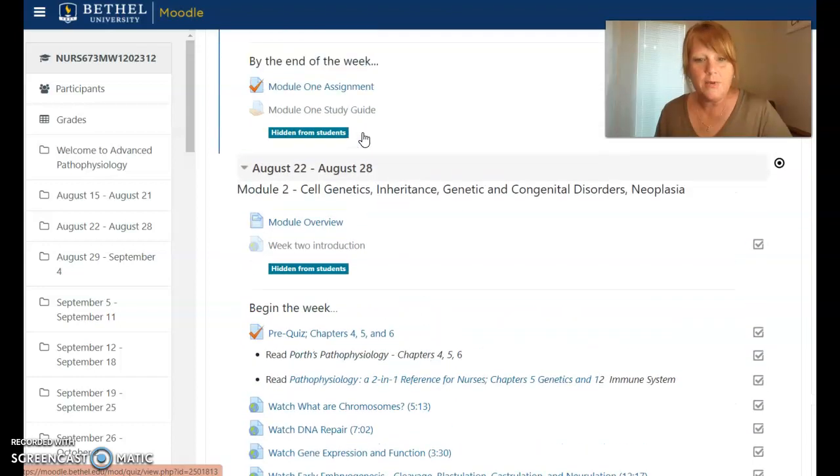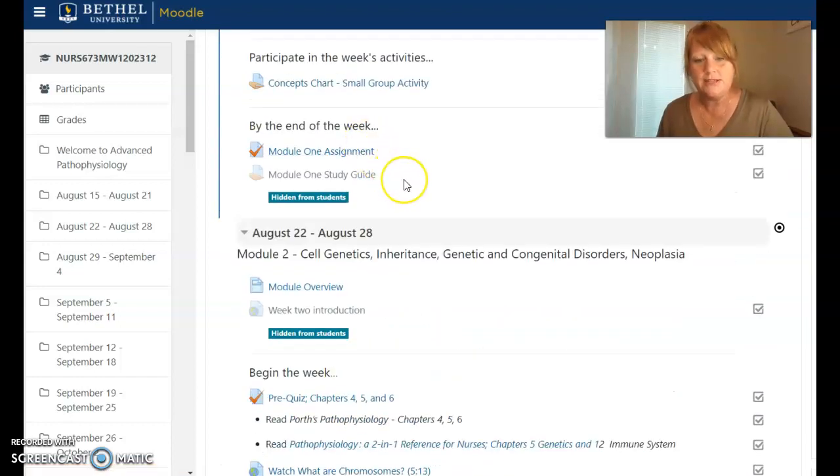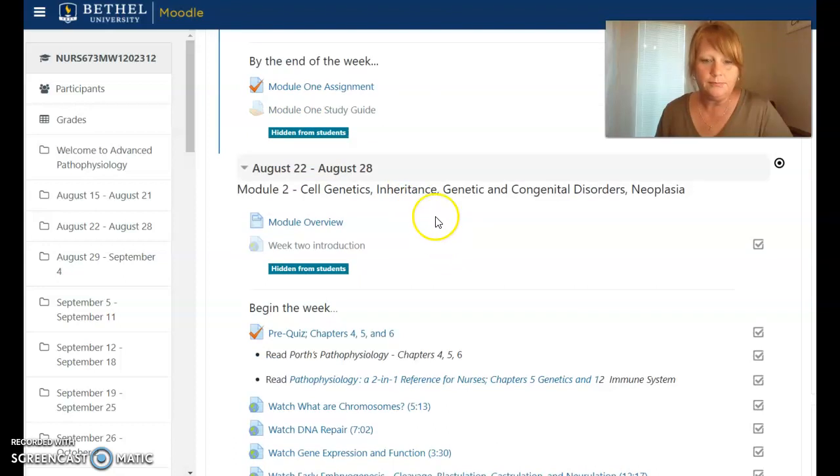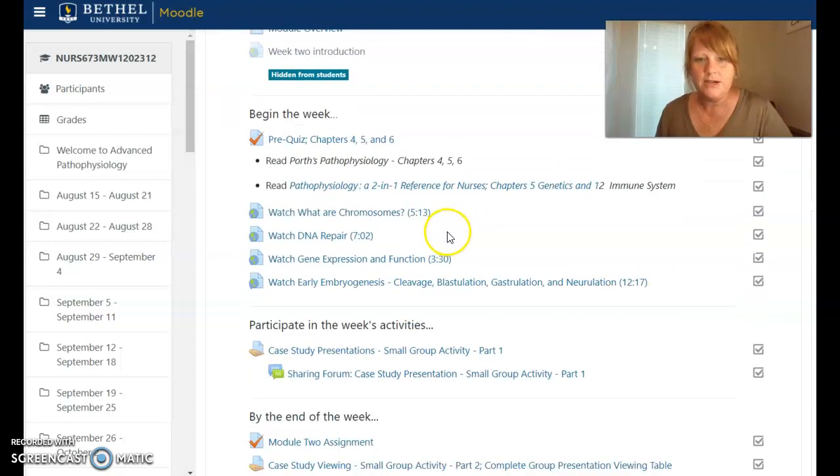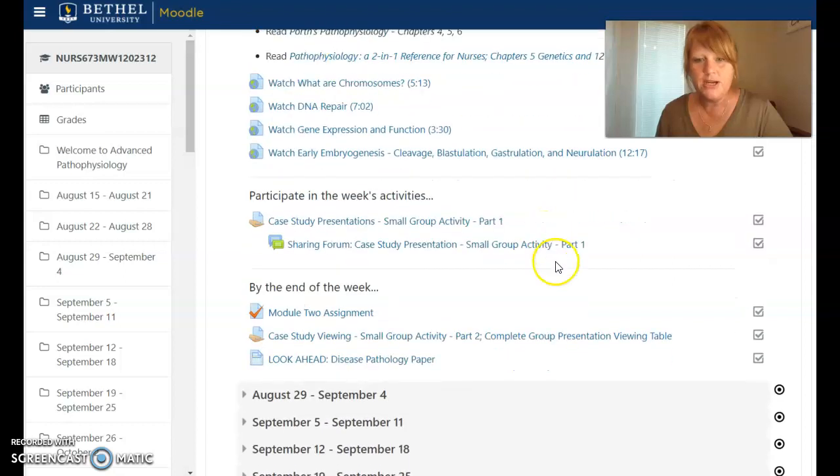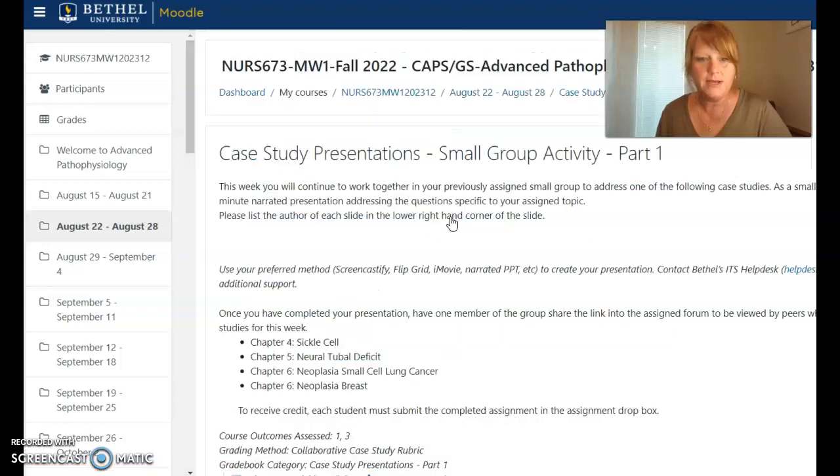Looking at week 2, we're going to move on to cell genetics, inheritance, and genetic and congenital disorders, along with neoplasia. Again, like I said, start with your pre-quiz to help guide your studying for the week. There's some readings to do and some videos to watch. And this week you're going to want to jump in right away with your case study presentations. You're going to be in the same small groups that you were in last week. And we'll click into that so you can see what is required of you this week.